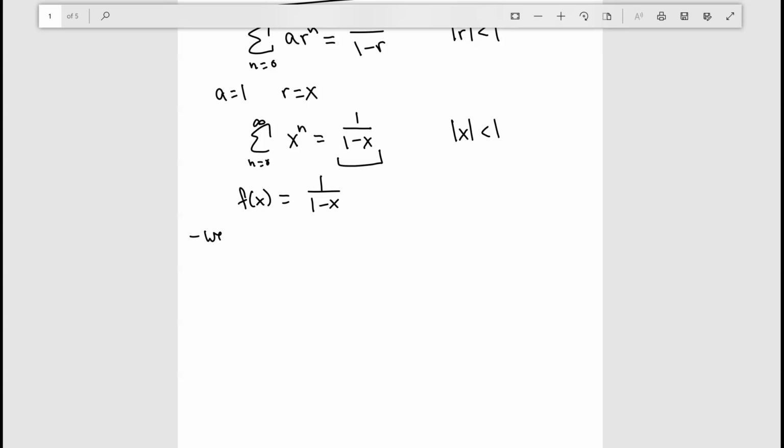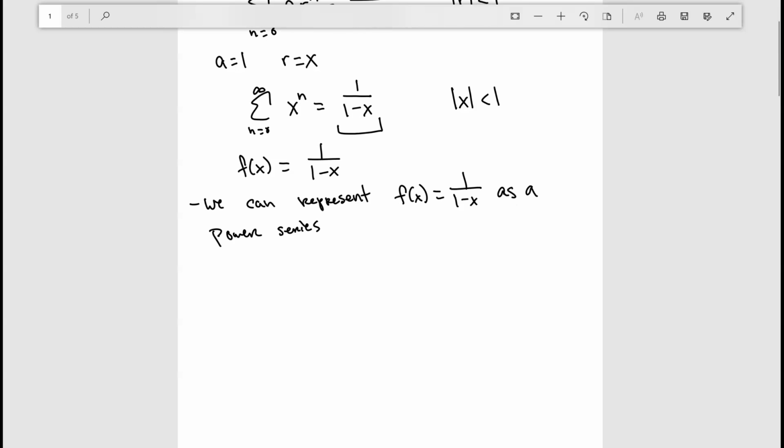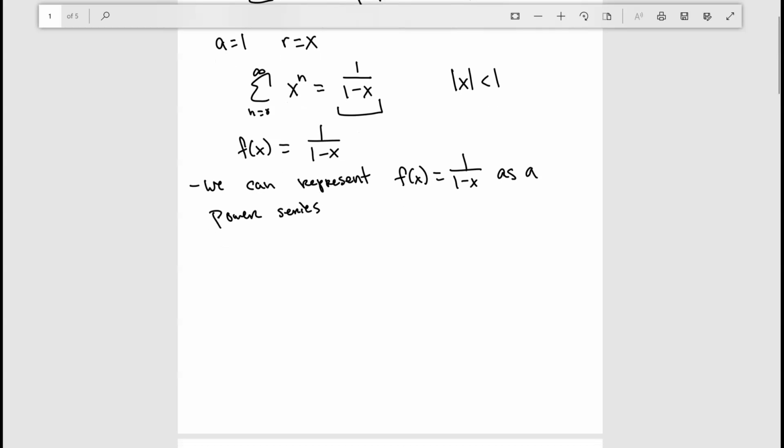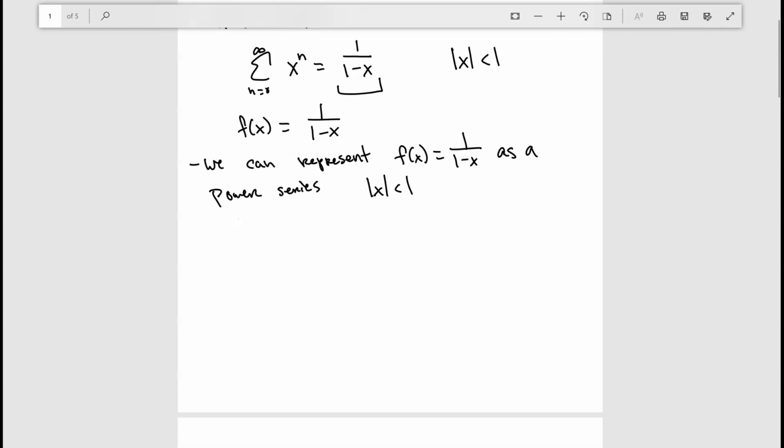So we can represent the function f of x equals 1 over 1 minus x as a power series. Which is really, really crazy, because you're basically taking a continuous function and making it into individual sums, which is actually really, really cool. So in this case, this series will converge as long as the absolute value of x is less than 1.